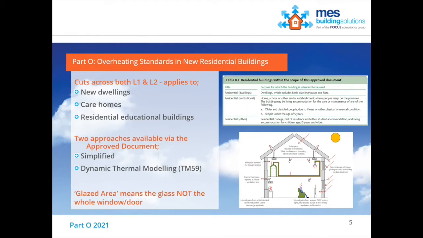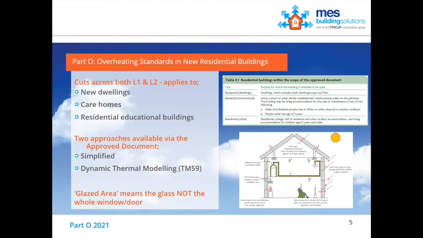HMO, boarding house. But they're all buildings that people are resident in for long periods of time. And in that case, for those types of buildings, they do fall under the remit of Part O. So it's not just dwellings, but it's also not relevant to all different types of commercial buildings. So, for example, offices, warehouses, they all fall outside of the scope of Part O. We don't have to worry about it.